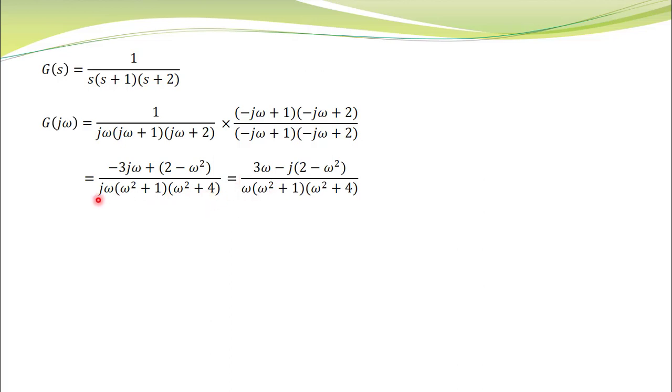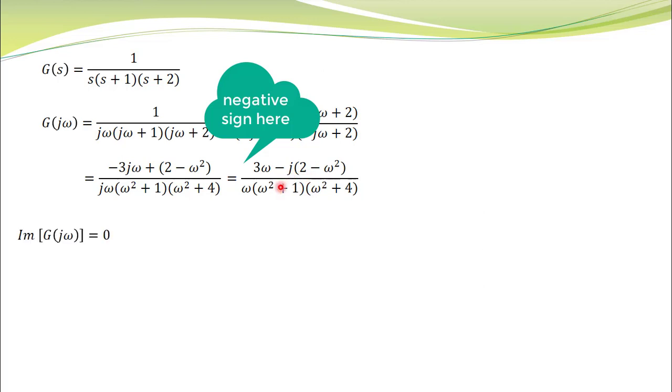We have simply taken this j in the numerator, where it becomes minus j, and minus j multiplied by minus j. Here is some mistake. Here should be minus 3, and then this minus j multiplied with this thing. So that is written over here. And imaginary of g of j omega, that is the second part of that particular equation.